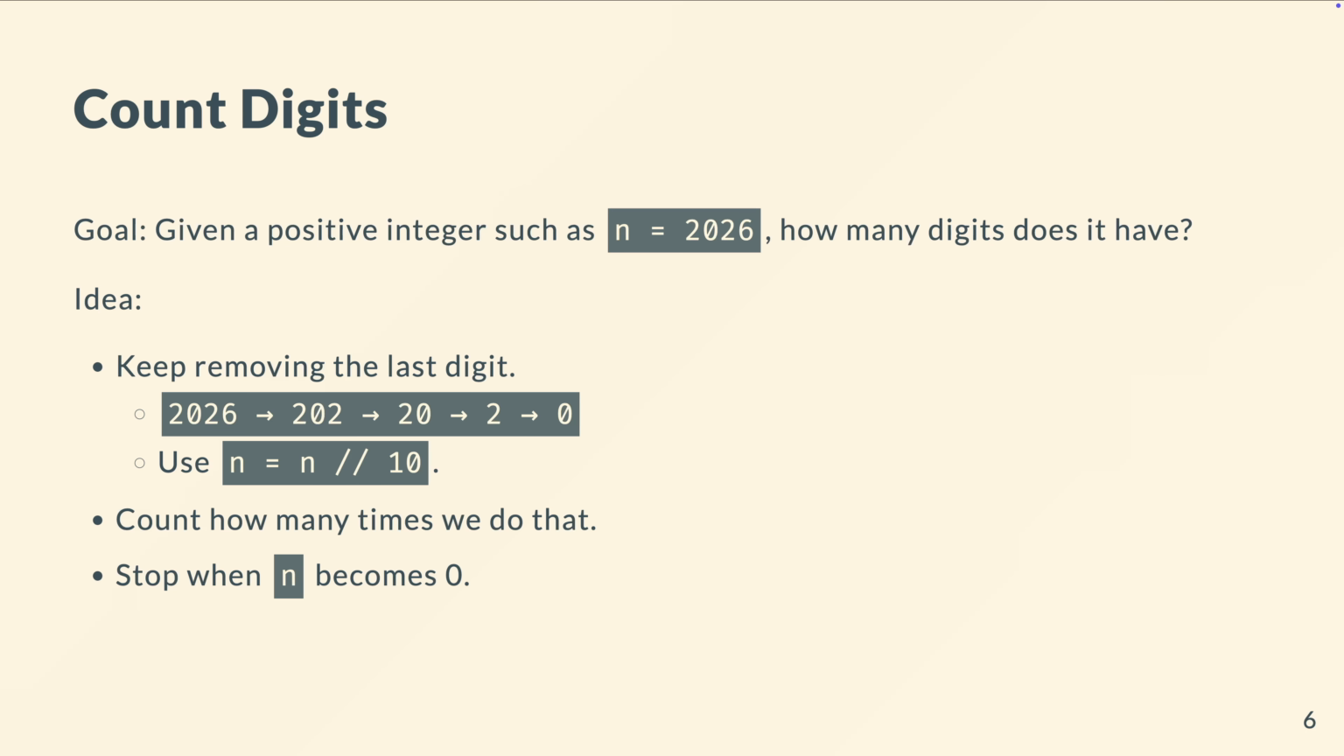To remove the last digit, we use integer division by 10. We count how many times we removed a digit. That count is the number of digits. When n becomes 0, we stop the while loop and output the count.